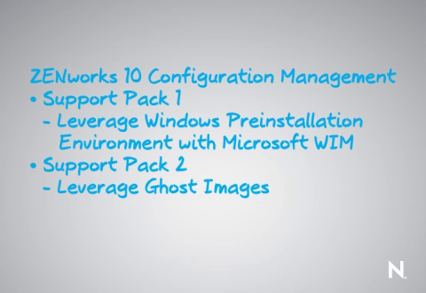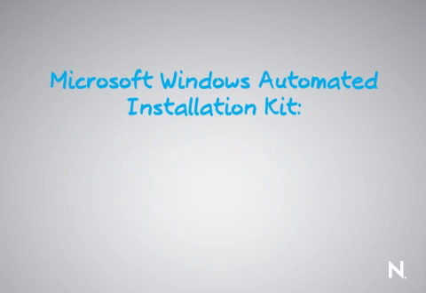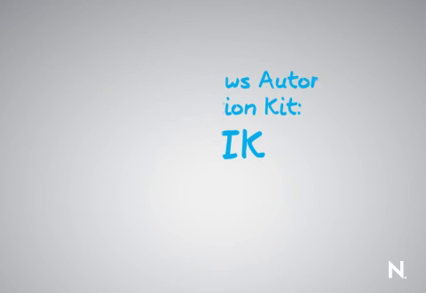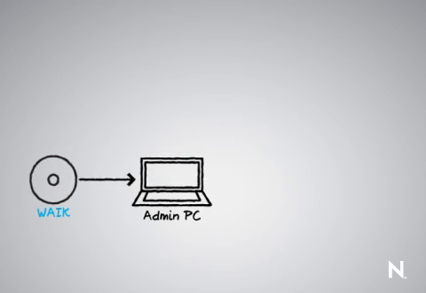In order to do this, we've done a couple of things. The first thing that we've done is allowed you to use the Microsoft Windows Automated Installation Kit, or WAIK, to get the Windows PE environment into your ZenWorks environment. So you'll basically download WAIK from Microsoft's website, take that and bring it down to your administrative PC and install it. That basically puts the Microsoft WinPE and the ImageX utilities onto that admin PC. From the admin PC, you'll then use the ZenWorks Control Center to upload that information to the ZenWorks server.